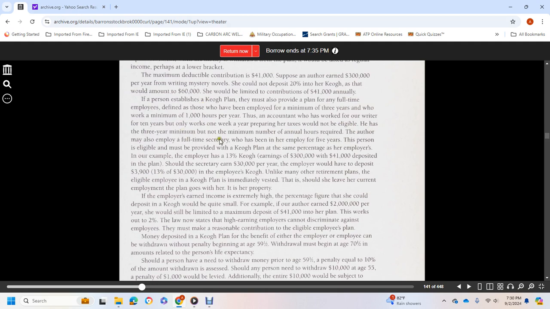The author may also employ a full-time secretary who has been employed for 5 years. The person establishing the Keogh plan must provide the same percentage contribution for employees. For example, if the employer contributes 13% to her Keogh and the secretary earns $30,000 per year, the employer would have to deposit $3,900 in the employee's Keogh. Unlike many other retirement plans, the employee in the Keogh plan is immediately vested. Thus, should she leave the current employment, the plan goes with her as her property.